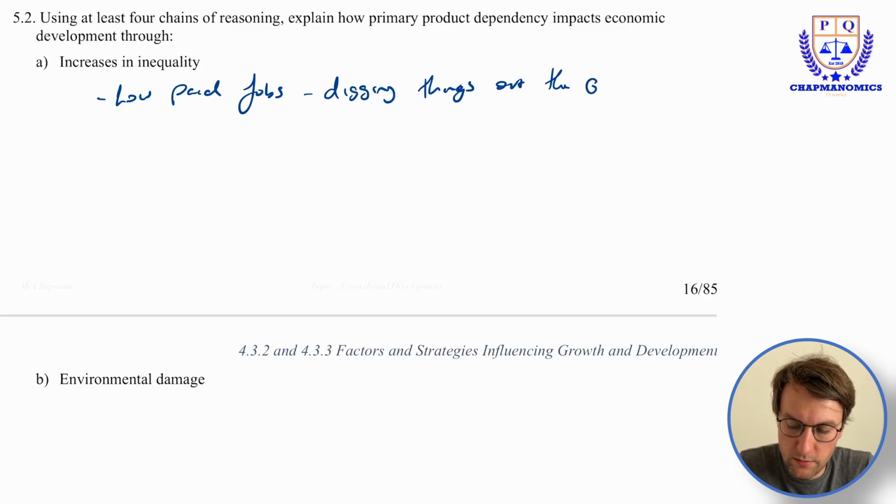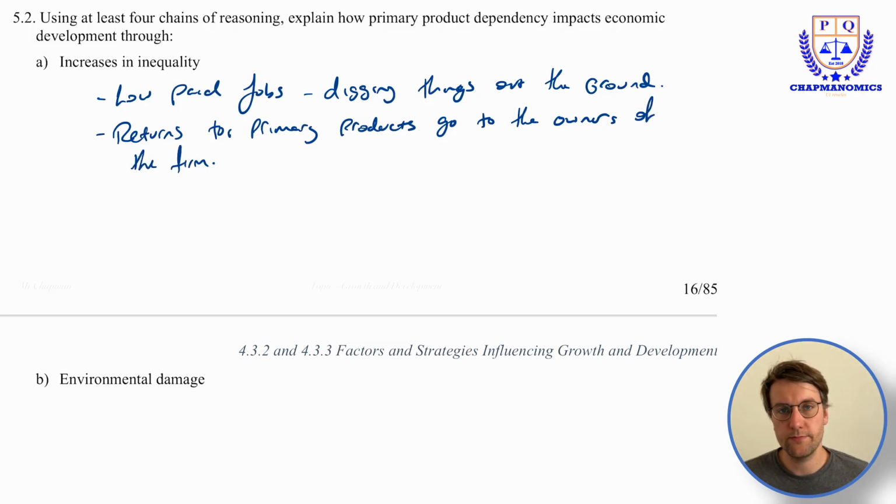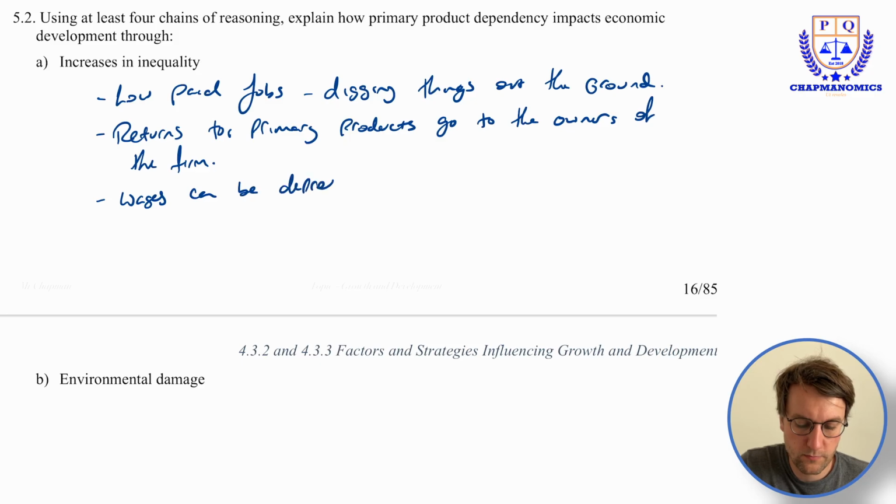When it comes to primary products, the returns to primary products can go to the owners of the firm. And because this labour is usually less skilled or unskilled or easy enough to train up, there's a plentiful supply of labour, and so therefore wages can be depressed as a result of plentiful supply of labour.